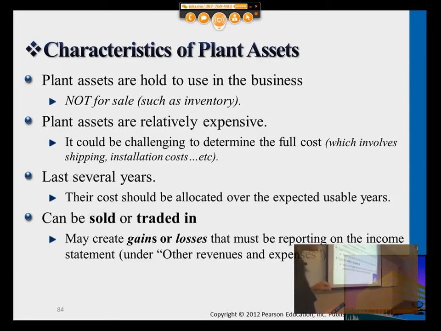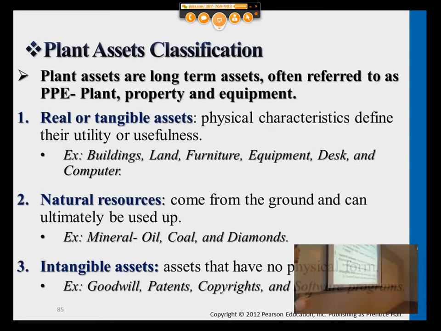Okay, so it's reported also in income statement. It's a type of revenue and expense, just it's related to plant assets. Okay, now if we want to categorize plant assets, it typically breaks down to 3 categories. I was trying to write this on the whiteboard earlier.